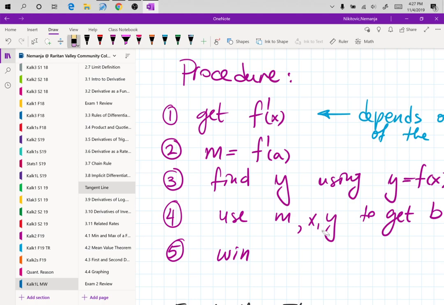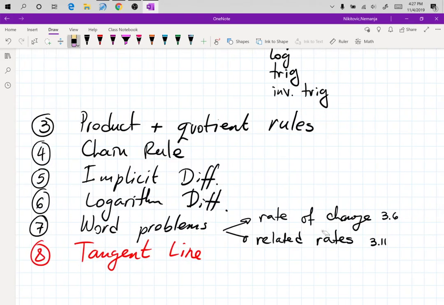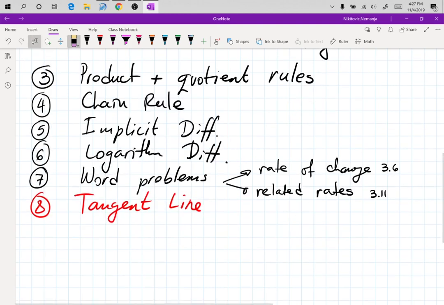And as I said, you are guaranteed to have the tangent line problem on exam 2, exam 3, and the final. No questions asked. You must have it. Otherwise, all exams are garbage. Right? That's it.